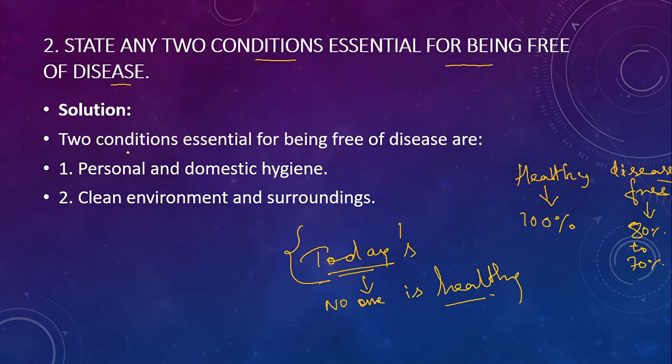So the two conditions essential for being free of disease are personal and domestic hygiene. Yes, we have to be hygienic in order to be free of disease. Here we are talking about being free of disease, not about being healthy. If we had talked about being healthy, then we would have said we have to do regular exercise, maintain the proper environment, and be mentally sound. All those things we could have written, but we are talking about how to be disease free. So we are talking about personal and domestic hygiene, and obviously we need to keep our environment clean.